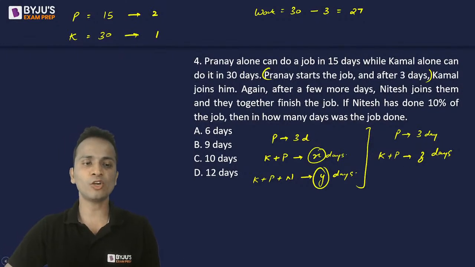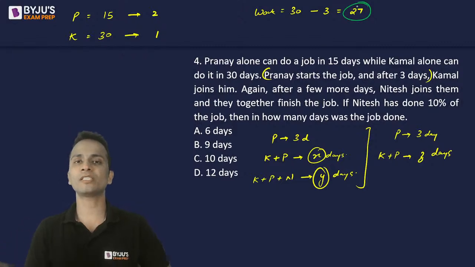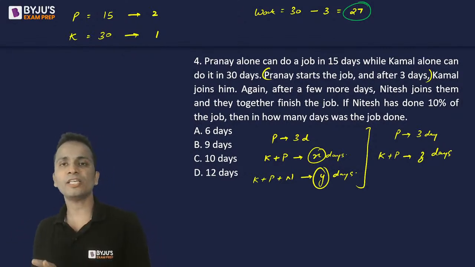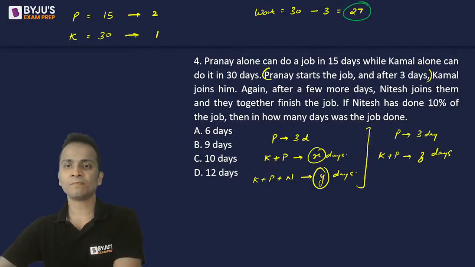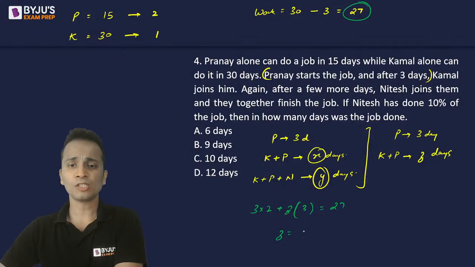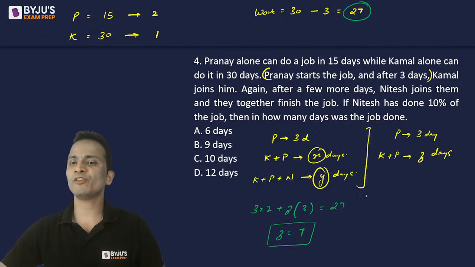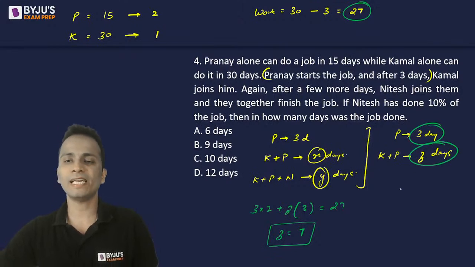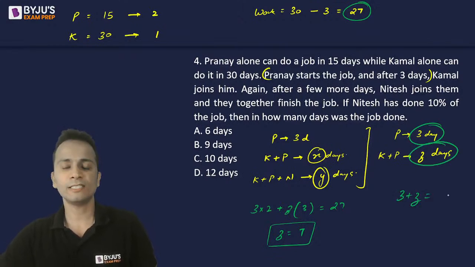Now you can make the equation. The work here will be 27 units. The work that is done by Nitish is not considered in this equation. So 3-day work of Pranay, 3 multiplied by 2, plus Z days work of Kamal and Pranay, that is 3, is equal to 27. So you can find out the value of Z. 27 minus 6 is 21. 21 upon 3 is 7. So the value of Z is 7. So the total number of days in which the work got finished was 3 plus Z. So 3 plus Z, that is 10 days, will be the final answer.